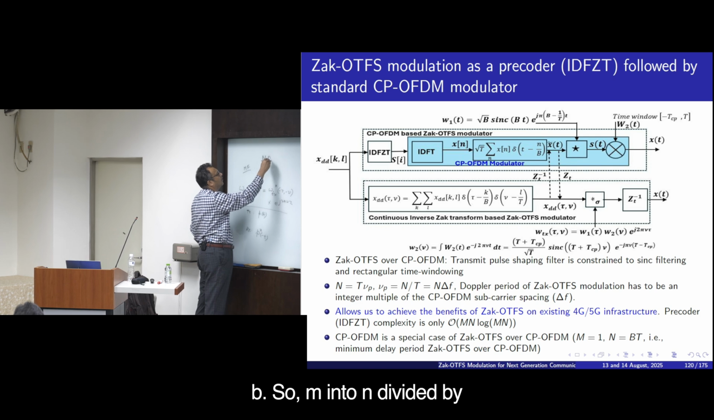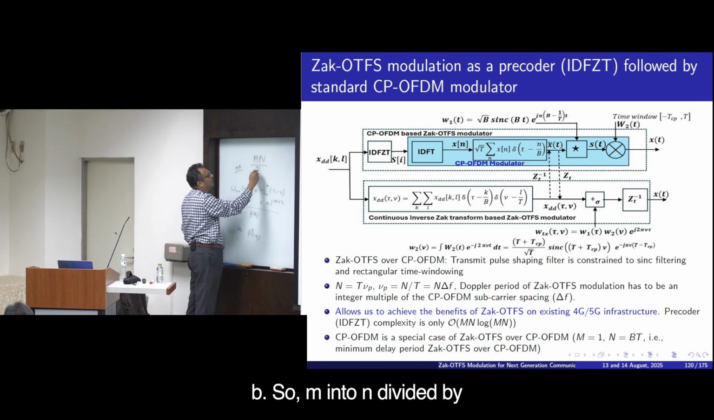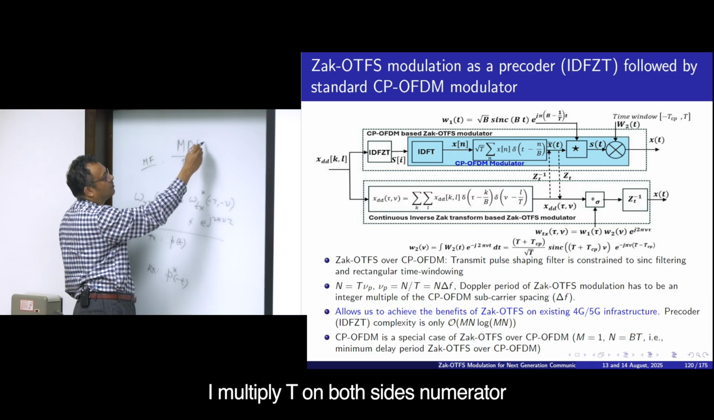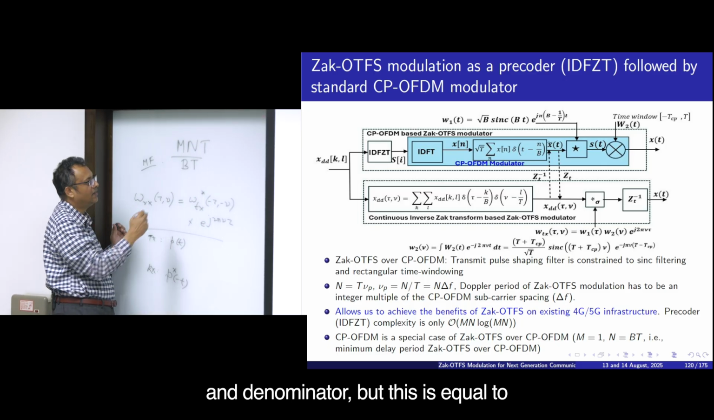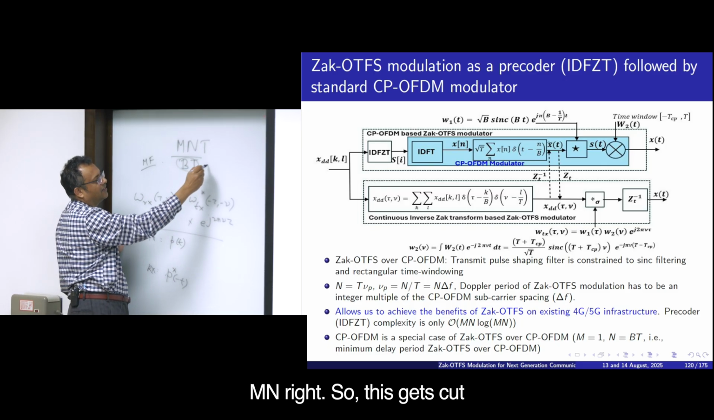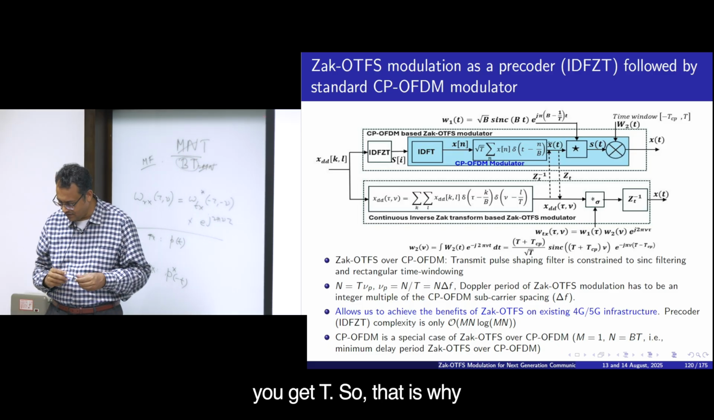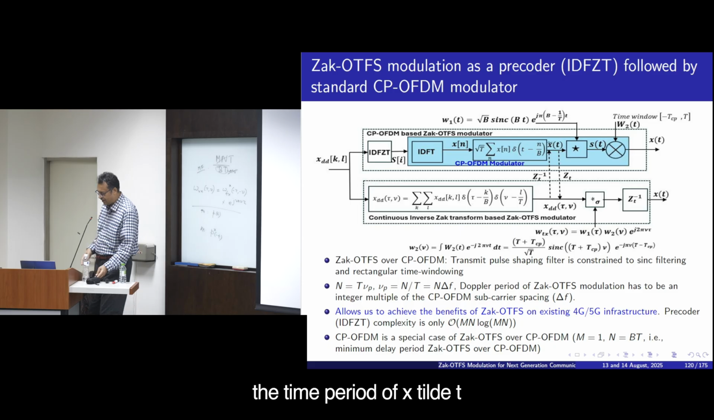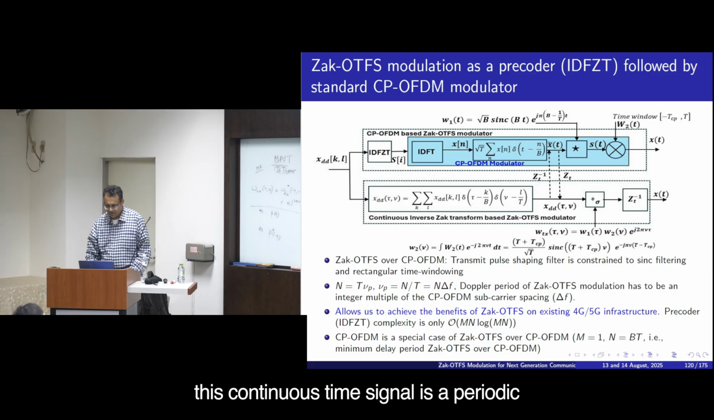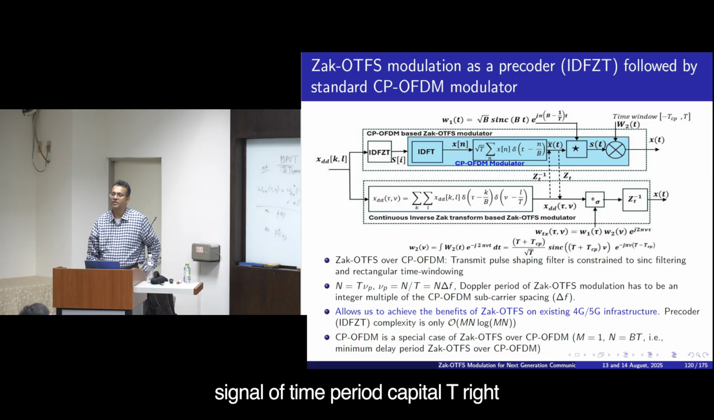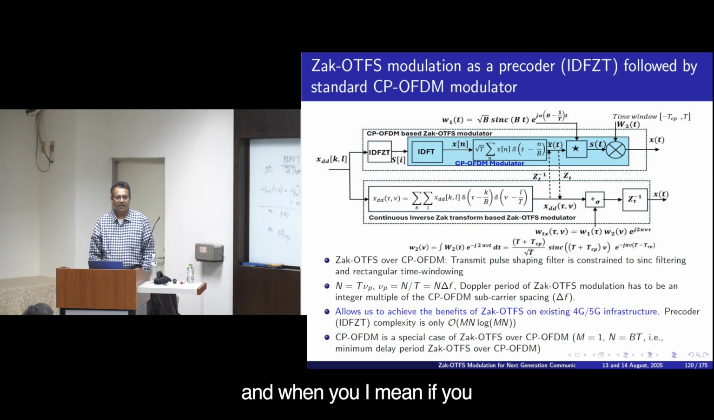MN divided by B, right. So what I do is I multiply T on both sides, numerator and denominator, but this is equal to MN, right. So this gets cut, you get T. So that is why the time period of x tilde(t), this continuous time signal, is a periodic signal of time period capital T, right.